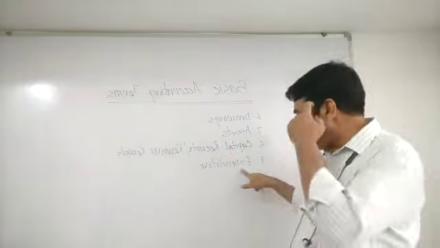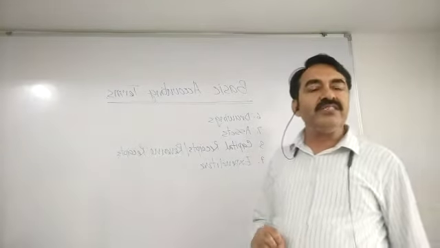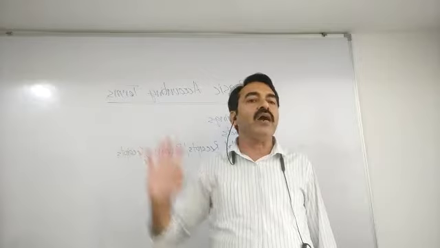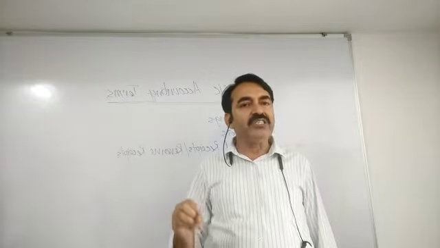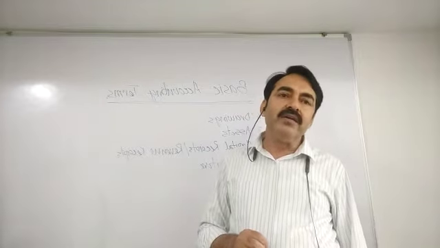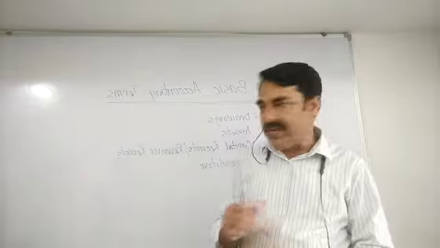Next one is expenditure. Expenditures are those payments which we pay to outsiders. Expenditures are those expenses which are incurred and the firm has to bear the cost of it.